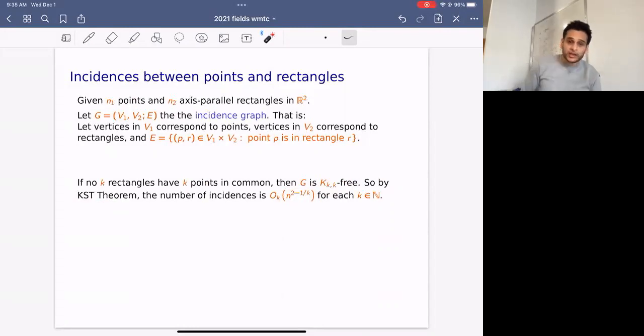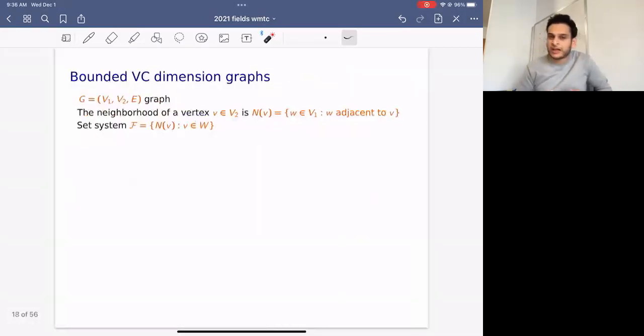Like I said, the Kővári–Sós–Turán bound is conjectured to be tight, but then there's a bunch of results that say, okay, what if you look at graphs that are simpler in some sense? One of the basic questions you can ask is, what about graphs with bounded VC dimension? So what do I mean by the VC dimension of a graph?